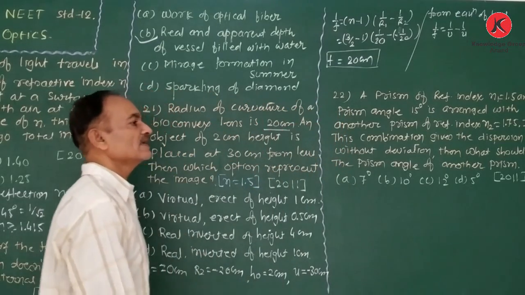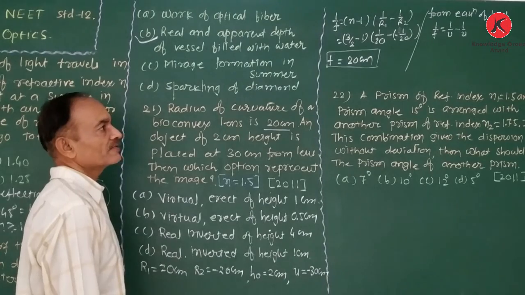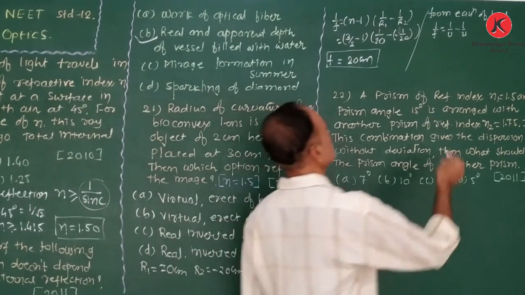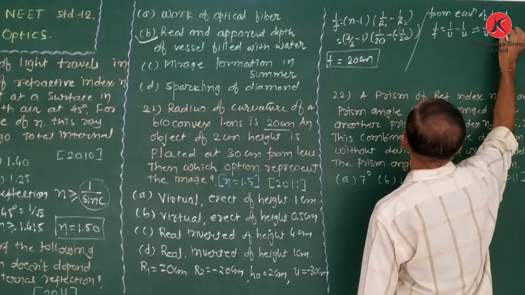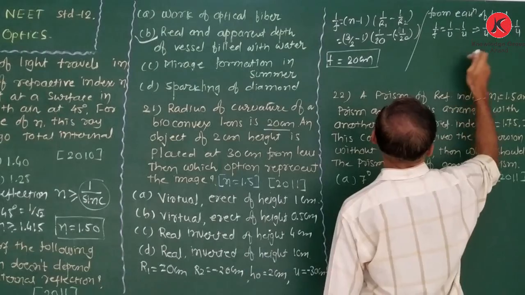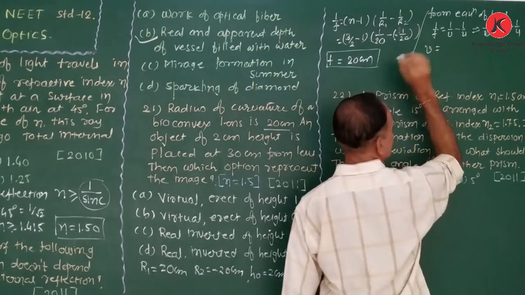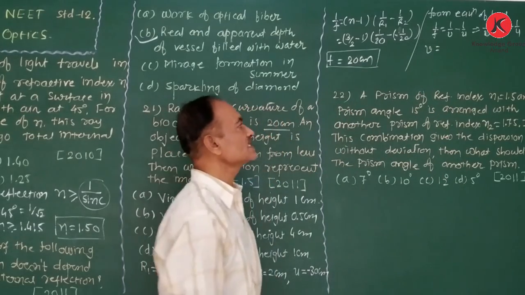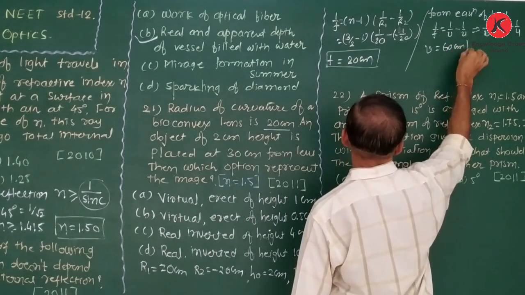Substitute the value. F is equal to 20, U is equal to this. So first thing here, 1 upon V is equal to 1 upon F plus 1 upon U. Therefore, we obtain the V is equal to 60 centimeter. Image distance we obtain 60 centimeter.